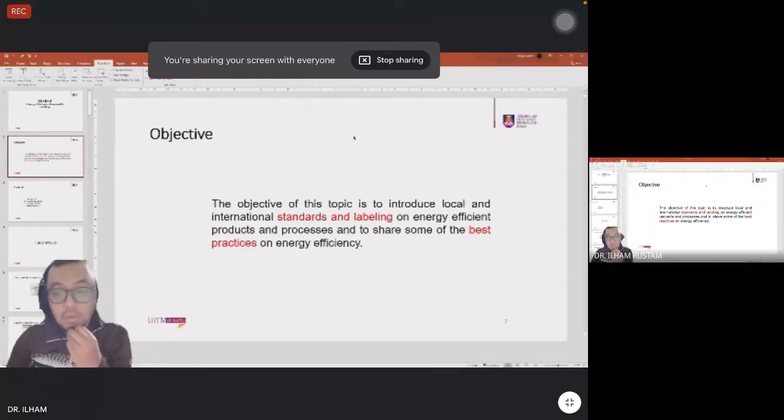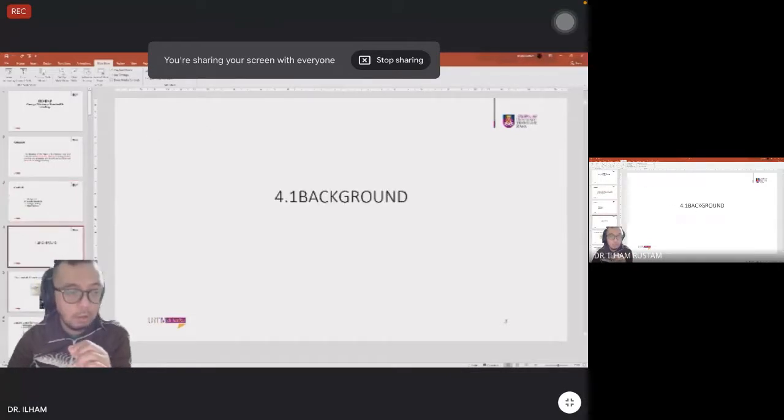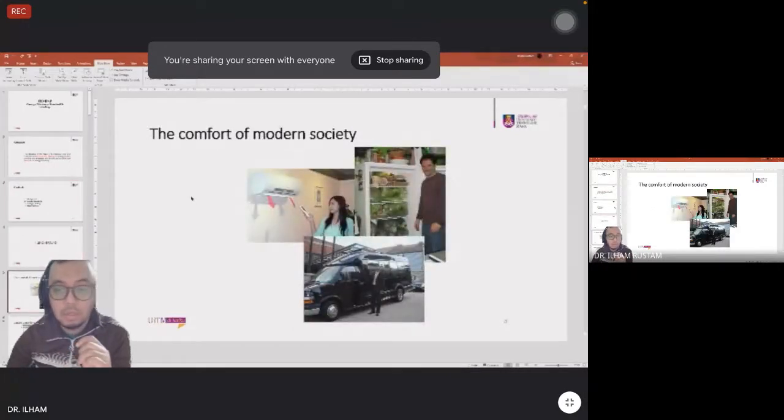So the objective here is to introduce local and international standards and labeling on energy efficient products and processes, and to share some of the best practices on energy efficiency. So basically, we are going to let you know what you're going to learn in this subchapter: standards and labeling, and also the best practices when you are talking about energy efficiency. So first we'll be looking into the background, and then we'll be looking into energy standards, and then labeling, and then we'll look into the best practices. Okay, so some background first.